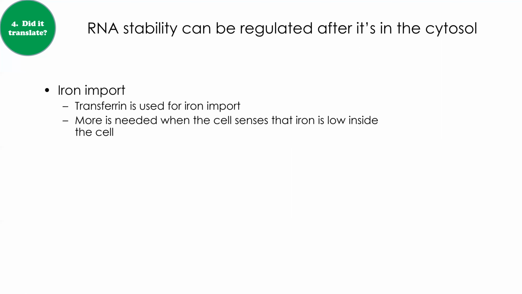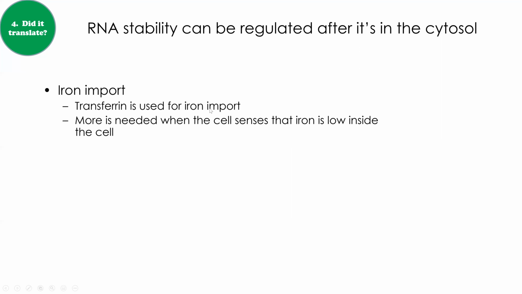Okay, so iron import, you know that cells do need iron. Okay, your body needs iron. So we have to have a mechanism to import iron into the cell. So transferrin is the protein. It's a transport protein that's used for iron import.